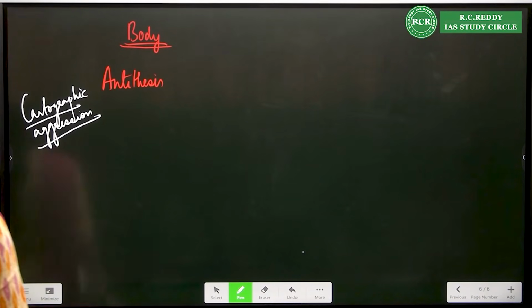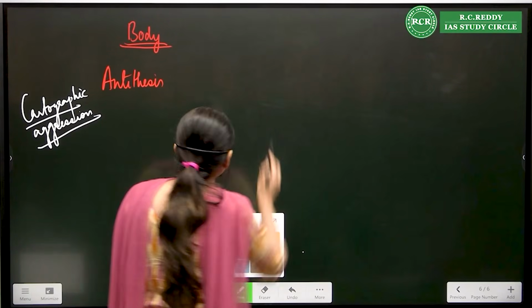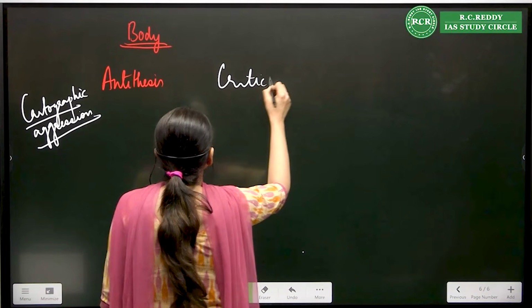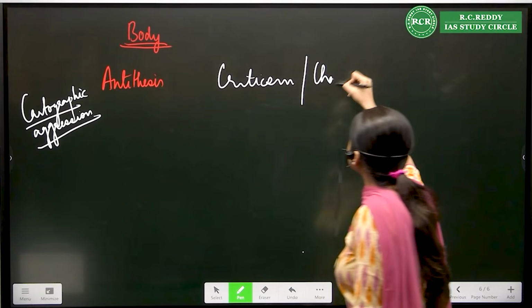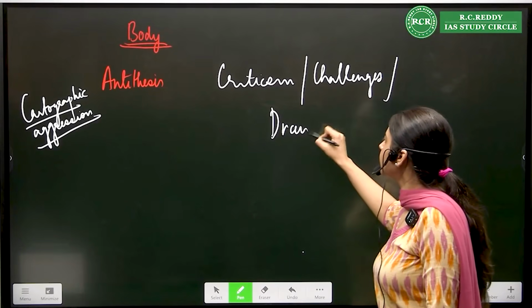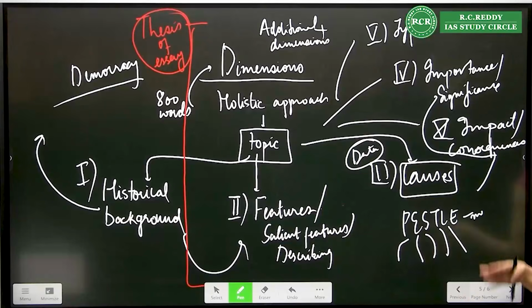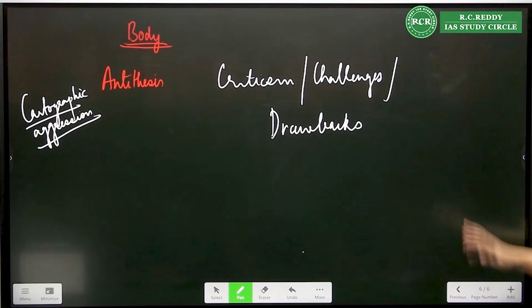That is the antithesis part. Here you write down your criticism of something, or challenges or drawbacks. So if you're discussing women's reservation, in the first part you've discussed the features, the significance, why we need it, its importance. You've given a very nice picture that yes, women's reservation is very important. But that is just one side. There is certain criticism also.